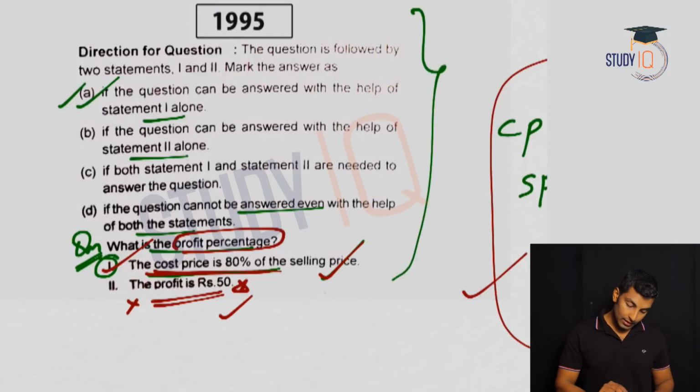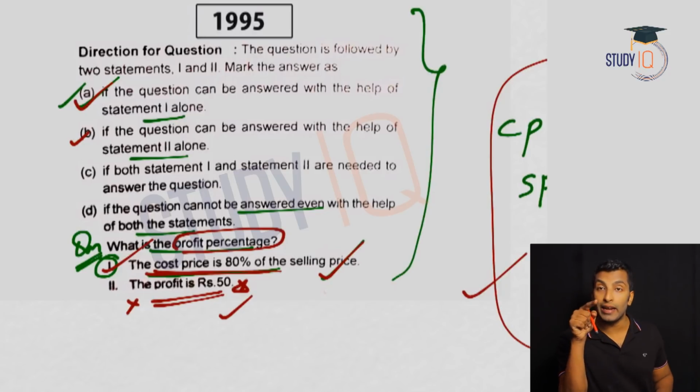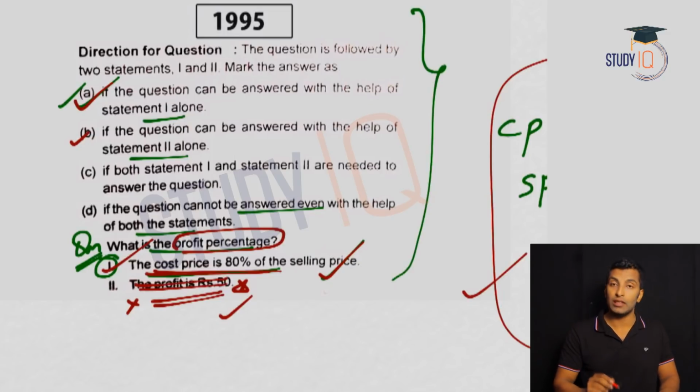That means this will also be true, this will also be true. Then in those cases there will be another answer choice: either statement 1 alone or statement 2 alone will help you to answer the question. But here that option is not there, so you don't even need to check for this. The moment you understood statement 1 is actually helping you, pick this as the answer. I hope this is clear.